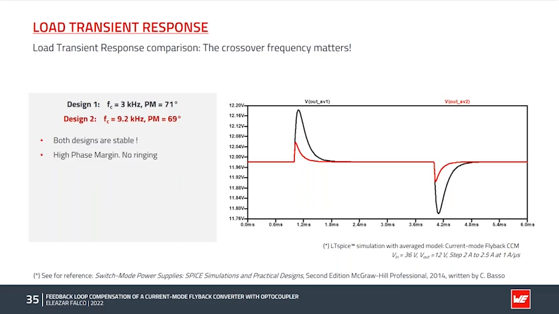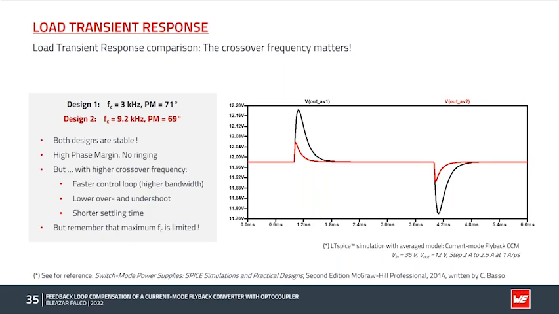In both cases, we can observe how it is a well-behaved response without any ringing, just thanks to the high phase margin. However, it can be seen how the higher crossover frequency of the second design solution, here in red, allows for a faster control loop reaction to the transient, which in turn results in lower overshoot and undershoot, and also to a faster settling time. This is because a higher open loop crossover frequency leads to a higher bandwidth of the closed loop system.